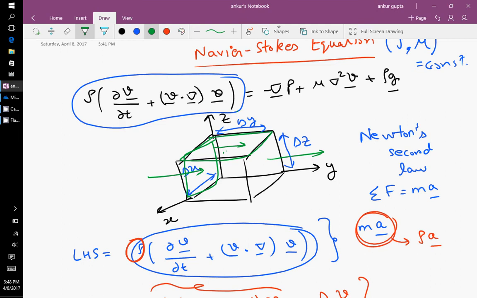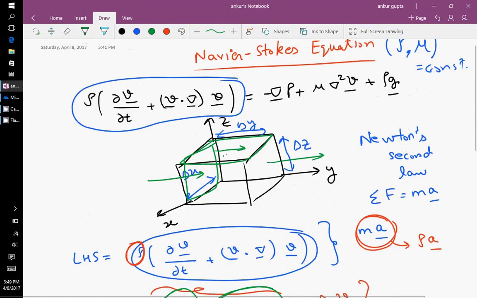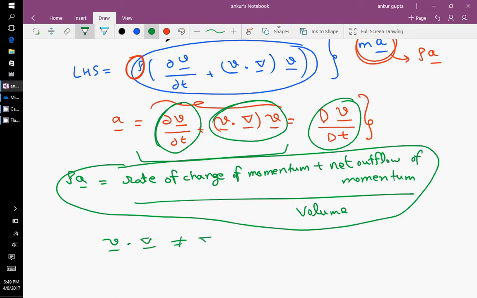So we did this in the x direction, you can do it in any direction, and then we generalized this part of the equation. And what we said was that del v by del t is the standard rate of change of momentum part. The net outflow of momentum is this v dot del v vector part. So just do not forget that the LHS of the Navier-Stokes equation is rho a vector, where a vector is this del v by del t plus v dot del v vector, or the material derivative of velocity, capital D v vector by Dt, and the v dot del v vector was actually the net outflow of momentum part of the equation. Just a small side note that v dot del is not equal to del dot v.